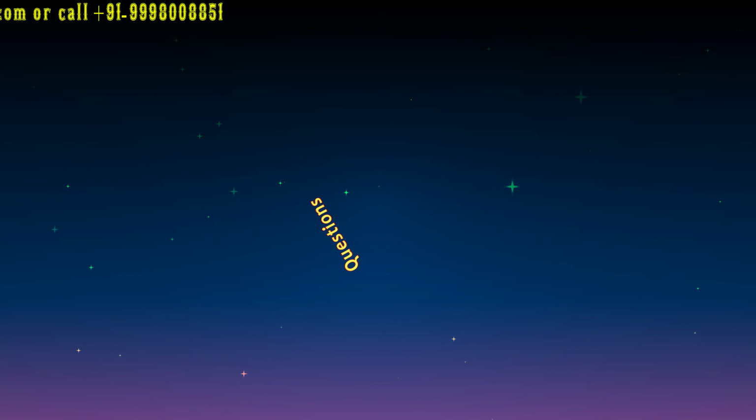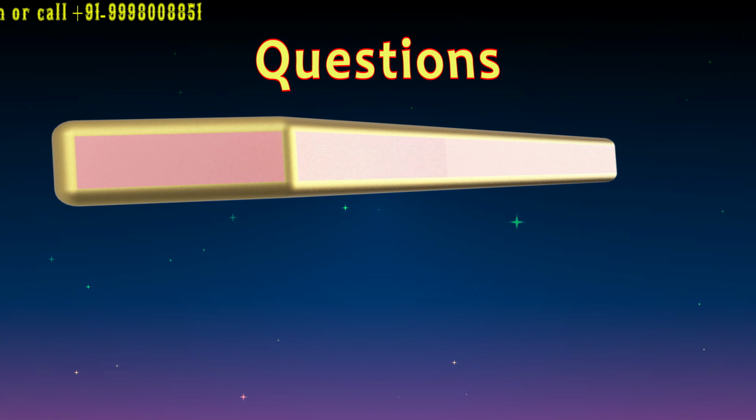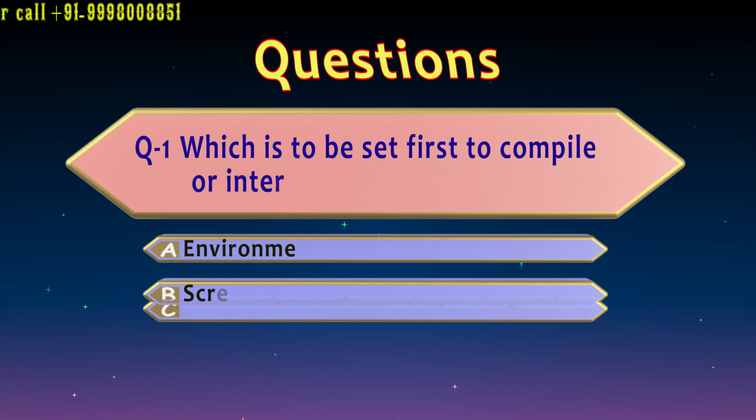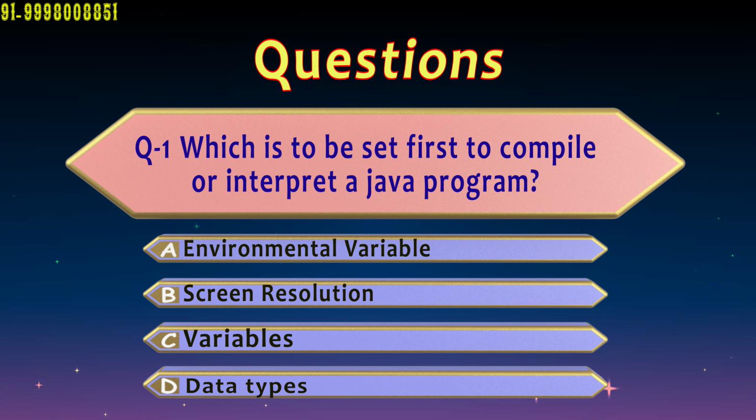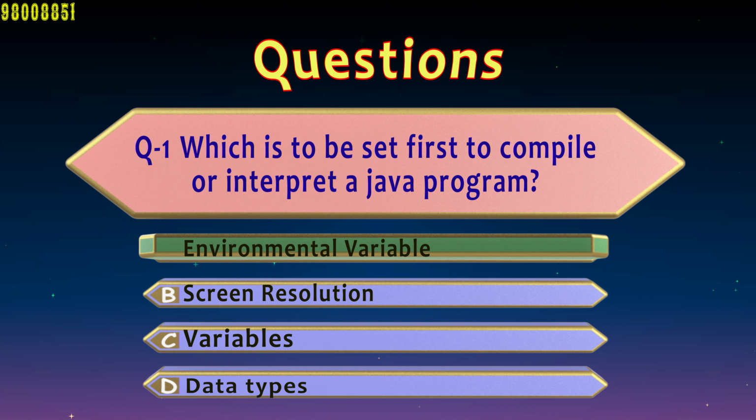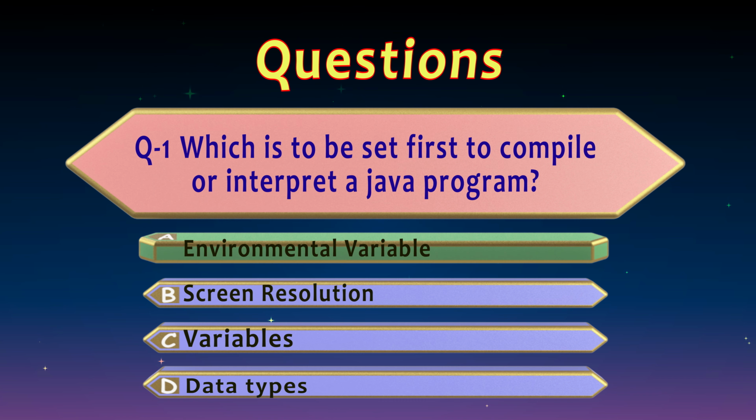So let's have some MCQs. The first question is, which is to be set first to compile or interpret a Java program? The different options are given and the correct answer is environmental variable. It means that first we need to set the environmental variables in order to compile or interpret the Java program. Otherwise it will not show us any kind of output or compilation of the program.